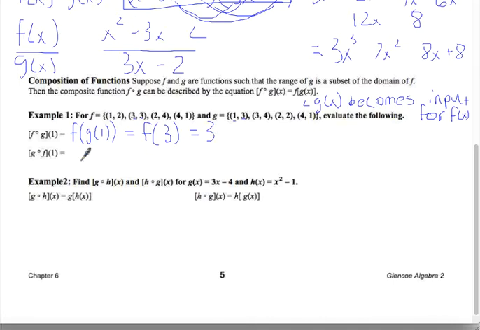Notice g of f of 1, you might think it's the same, but it's really not, because this says first we're going to find f of 1. And f of 1 is equal to 2. So this is now g of 2. And then g of 2 is 2, based on this. So a word we could use here is that composition of functions is not commutative. The order does matter when you compose functions.